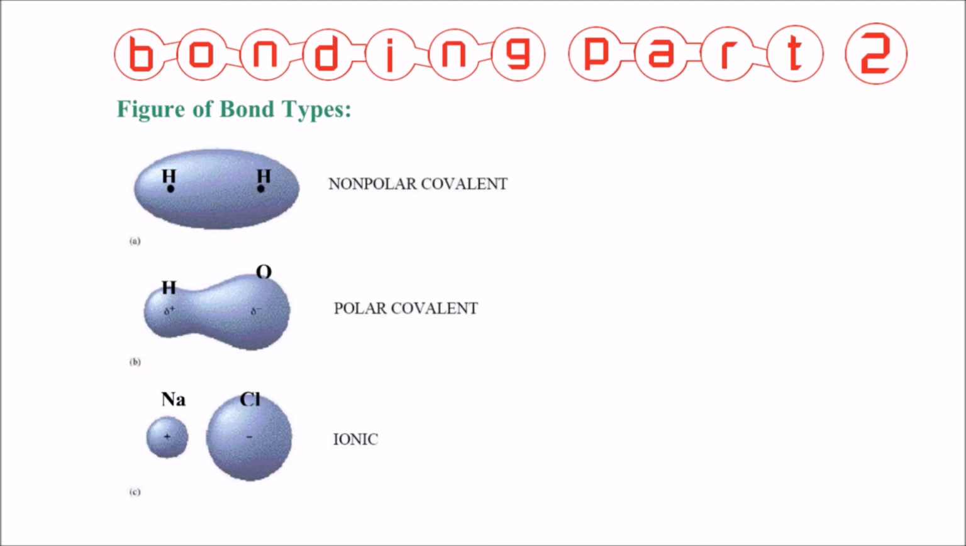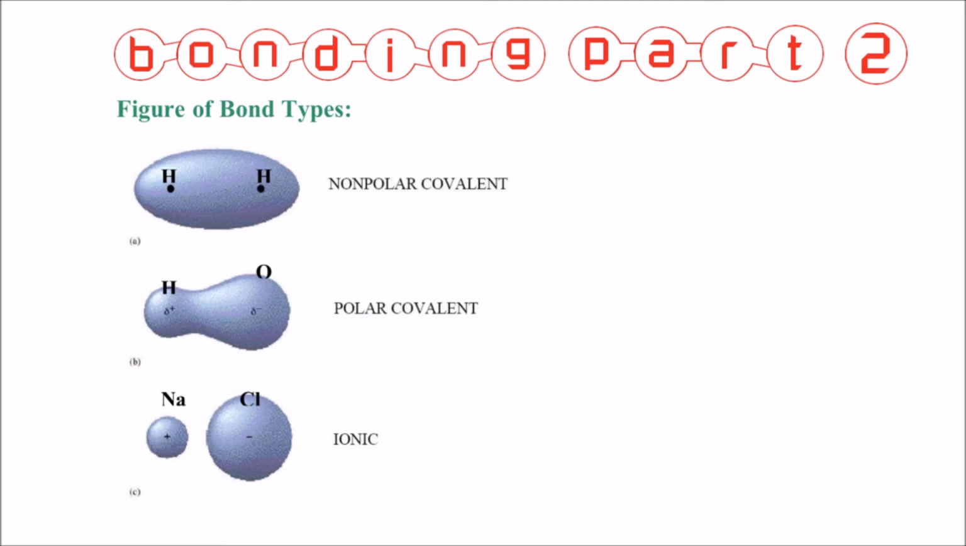Just want a quick review over the types of bonds we learned in the last video. We talked about covalent bonds, which break down into two categories, nonpolar covalent and polar covalent. Remember, in nonpolar covalent bonds, the electrons are shared equally. So as you can see here around the two hydrogen nuclei, the electron cloud is evenly dispersed.